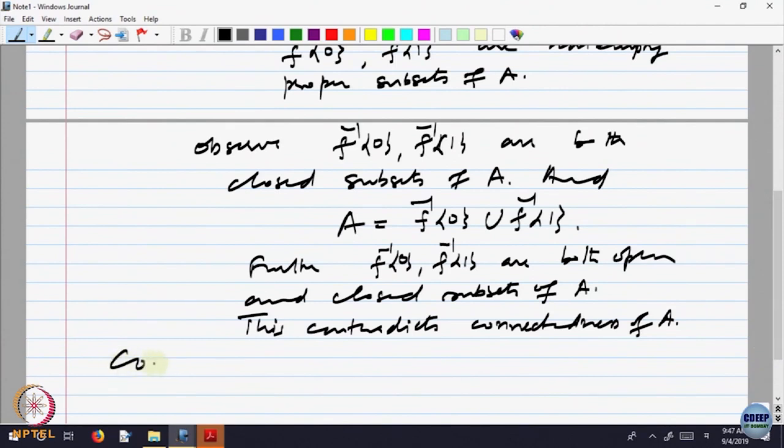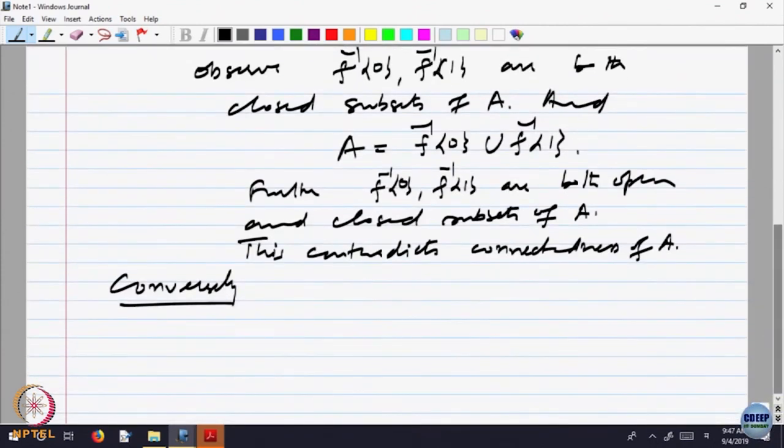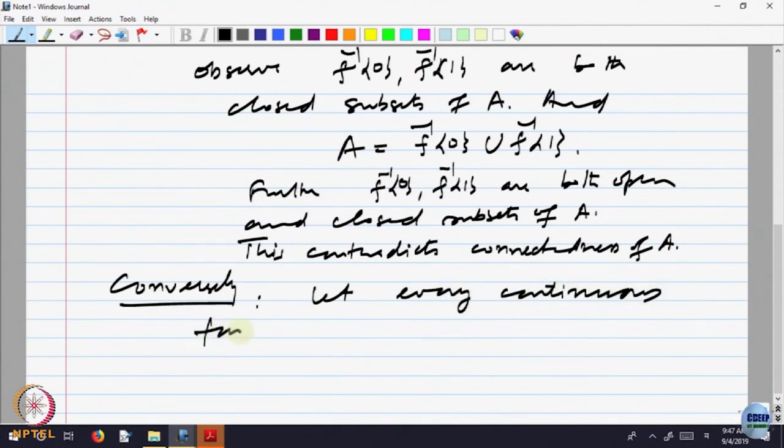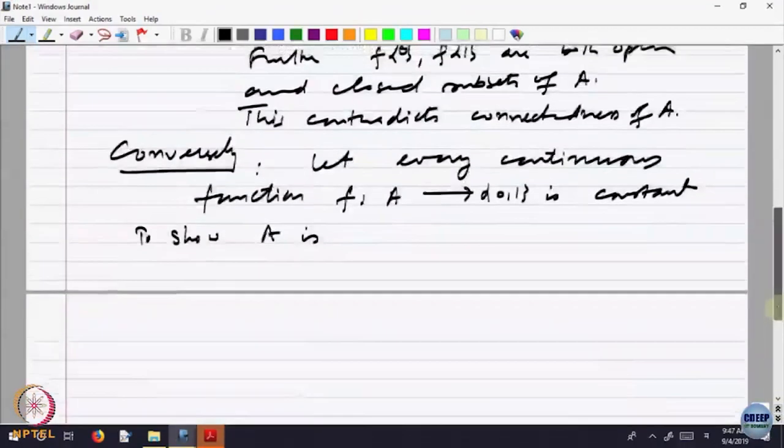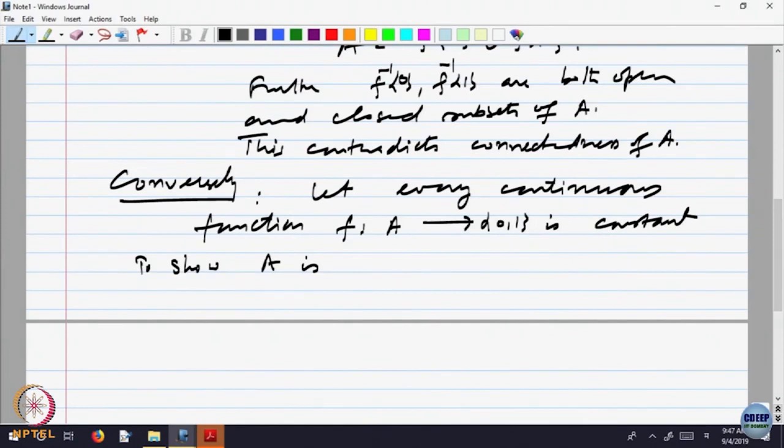So, let us look at the converse. Conversely, let us have the property that every continuous function f from A to {0, 1} is a constant function. So, that is given to us, and we want to show A is connected. So, that is what we are showing.